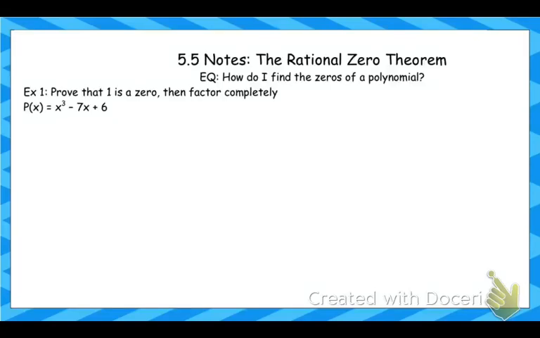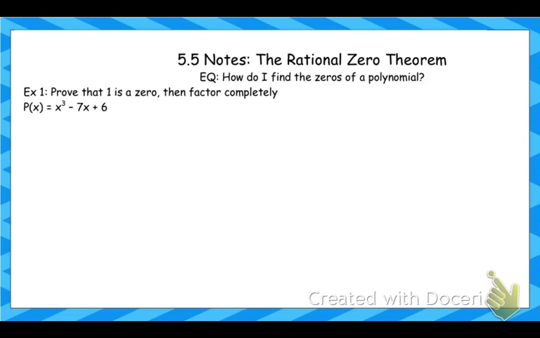Hi guys, so today we are going to combine what we talked about at the end of last class with a new theorem called the rational zero theorem in order to factor and solve some polynomials that we have not been able to until this point. So the first one we're going to look at is actually going to be pretty similar to the last question from our notes last class.